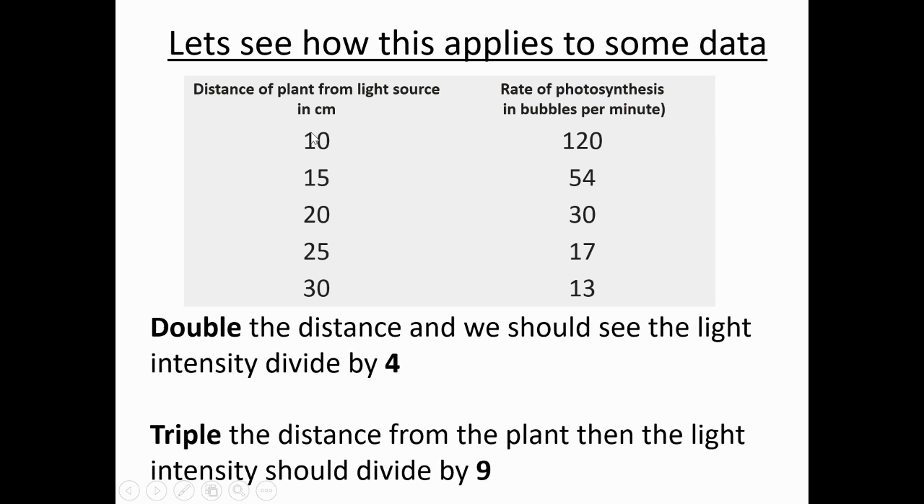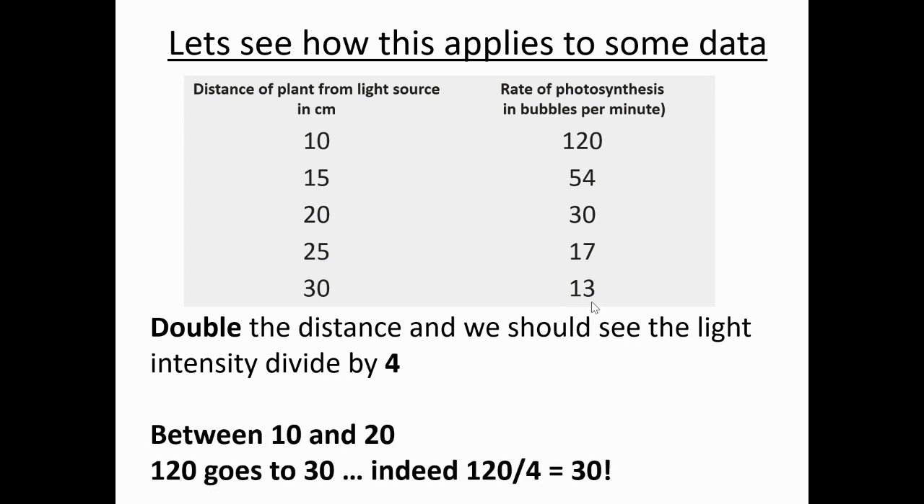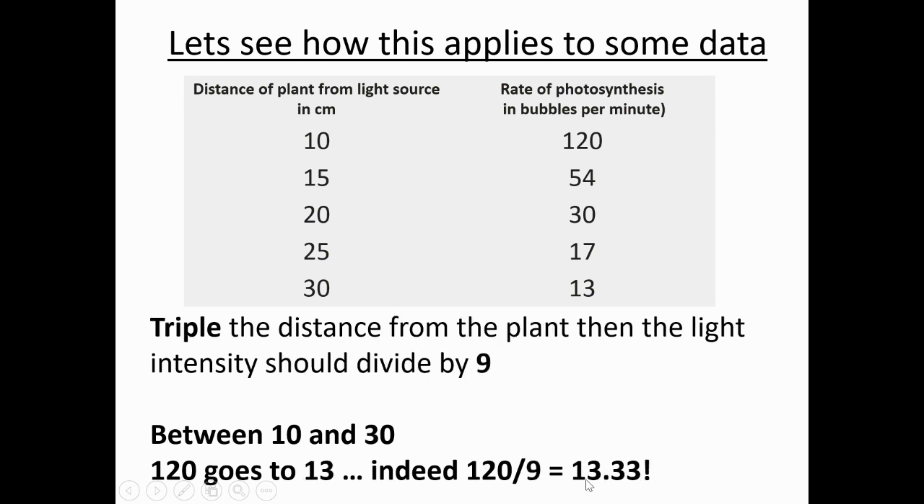Triple the distance, say 10 up to 30, we should see that divided by 9. And again, we do. 120 divided by 9 is 13-ish. So, there we are. Between 10 and 20, where you're doubling the distance, divide by 4. 120 divided by 4 is 30.